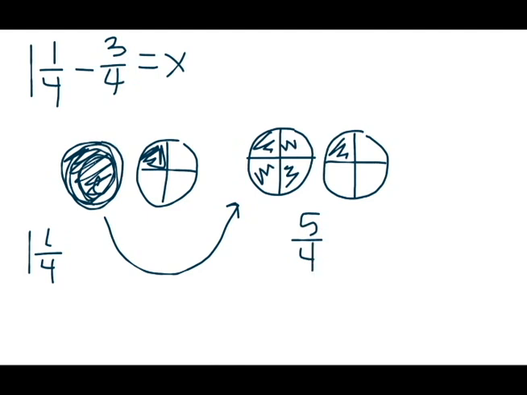5/4 is a fraction that I can subtract 3/4 from. 5 minus 3 is 2. 4 is my denominator. 2/4 is my answer, which can be simplified to 1/2.